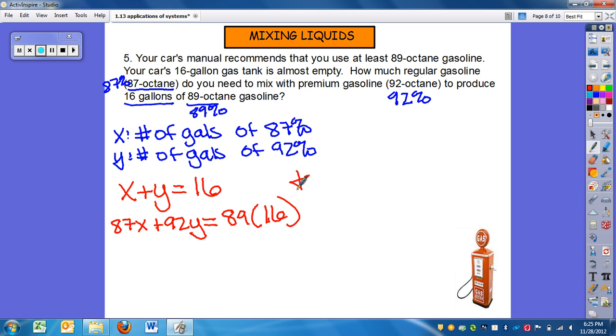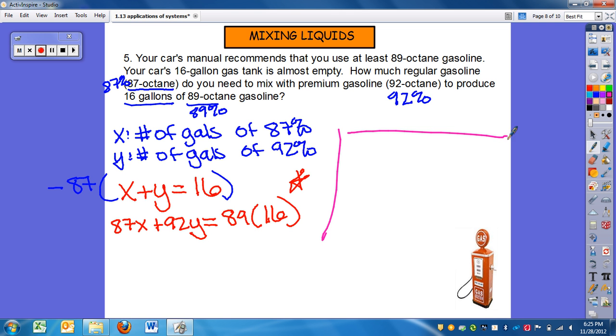So you might want to put a little star here, because that is the big difference between this type of problem and the first two we did, when we were figuring out how many of each type. And then from here it's just solving the system. Again, I'm going to use elimination. So I'm going to solve by elimination by multiplying by negative 87 through.